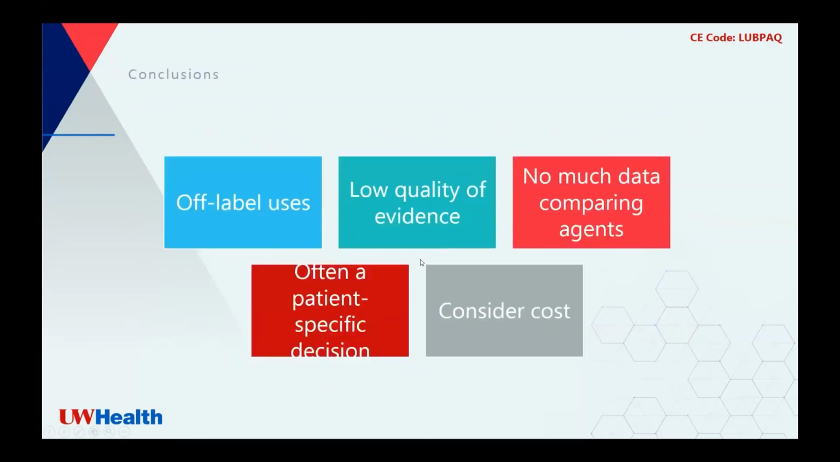So overall, I feel like there were some common themes of the presentation. We have some agents with off-label use and some with low quality of evidence, with small population sizes and largely retrospective sample sizes. And there's not much data comparing the two agents. So often this leads to a good discussion amongst the care team and the providers who have a lot of great experience using these agents. Often it is a patient-specific decision, and we can consider cost when making these decisions as well.